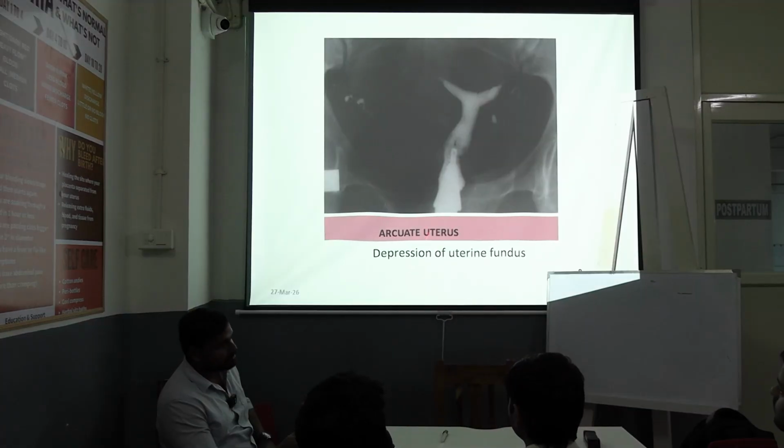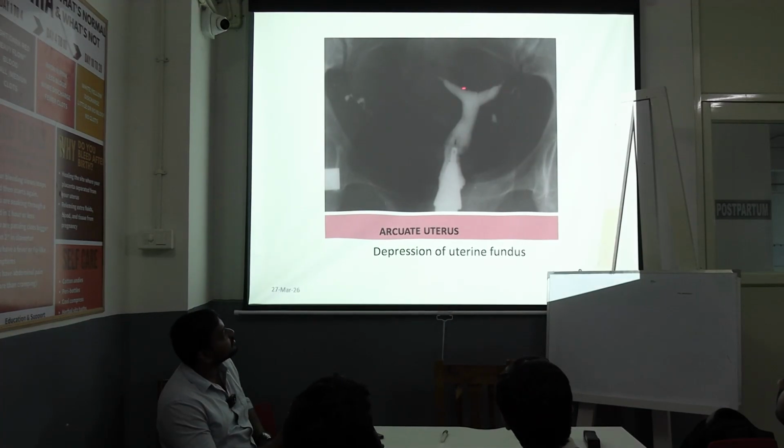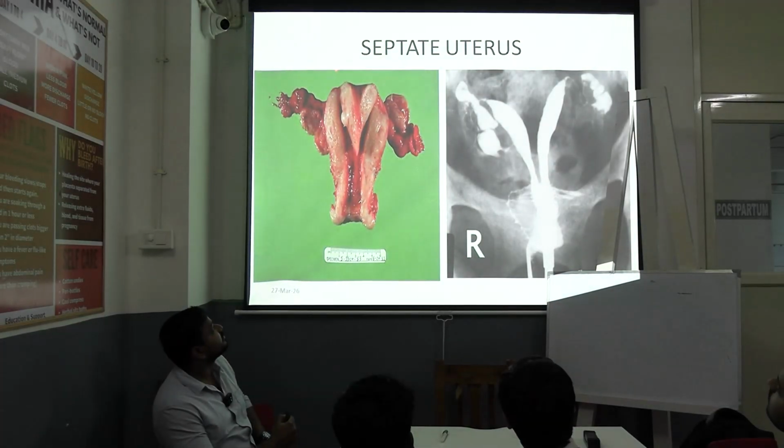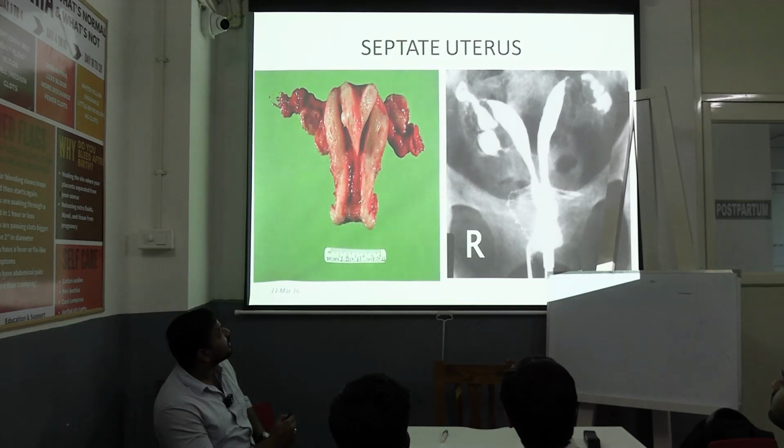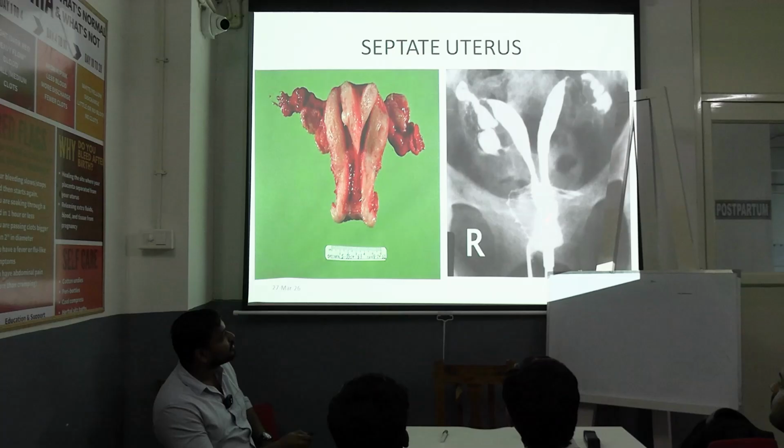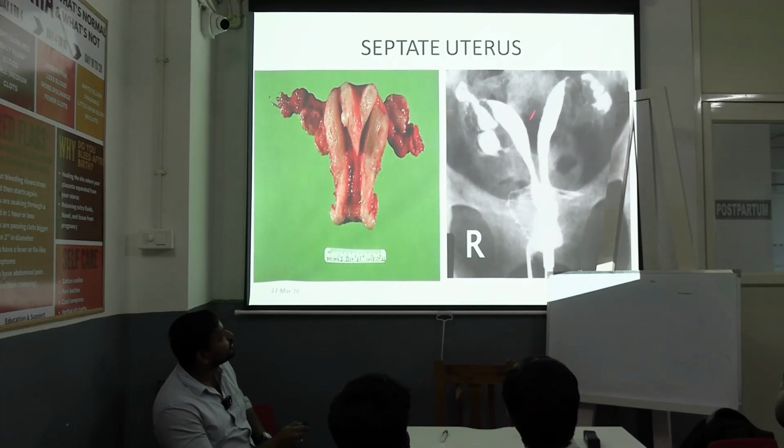This is arcuate uterus. Arcuate means there is an arc here. These are more important. See, this is septate uterus. There is a septum here. See, there are 2 uterine cavities. But the angle is acute. It is less than 100. See, it is less than 100, acute angle.